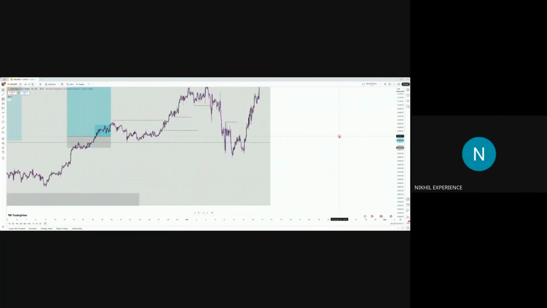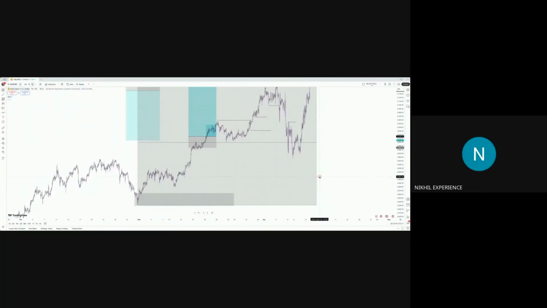Oh, shoot. Fair value gap was supposed to come first before liquidity. All right, so you guys, let me know in the comment section if we've talked about fair value gap in this class.